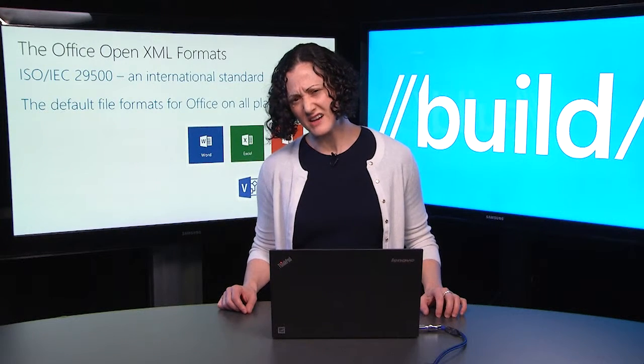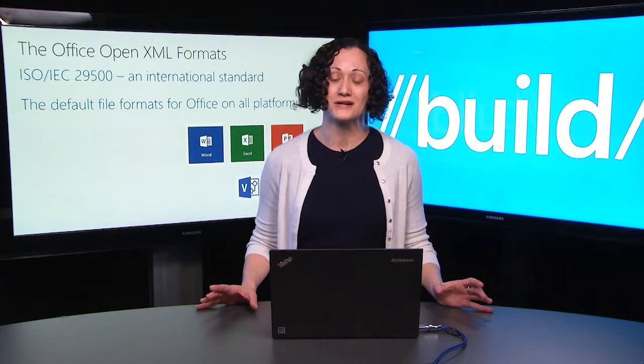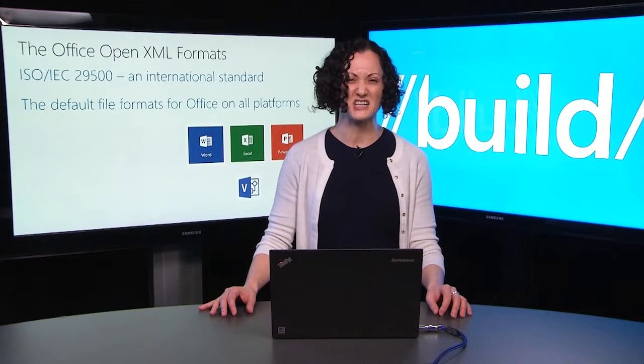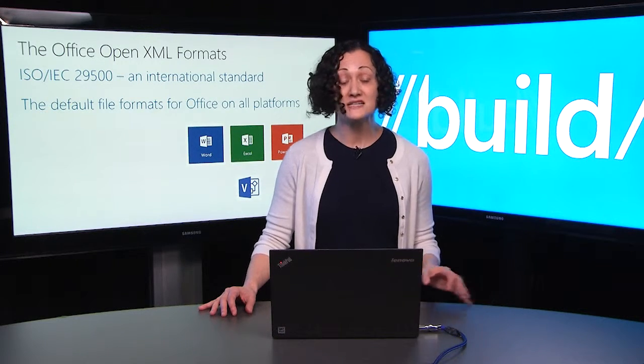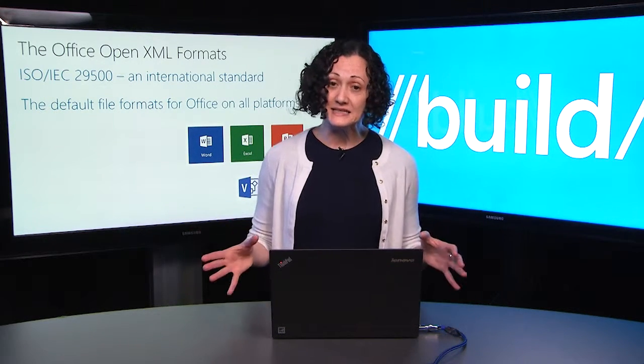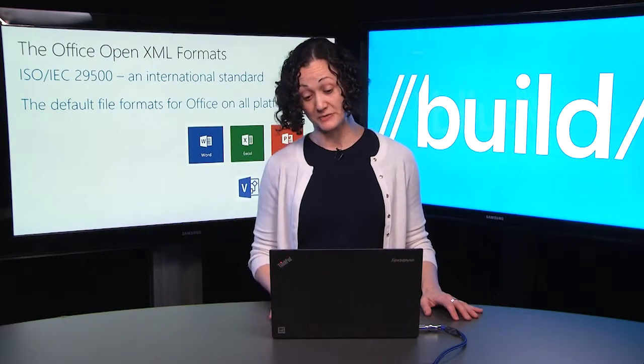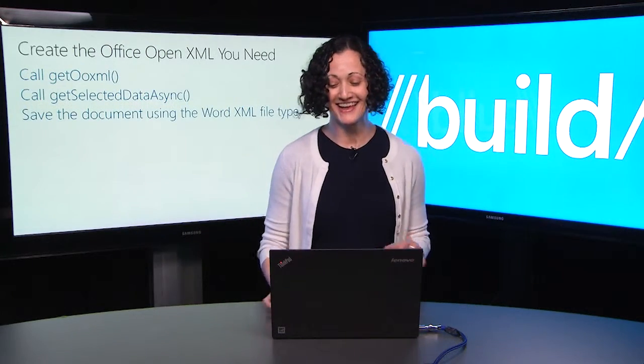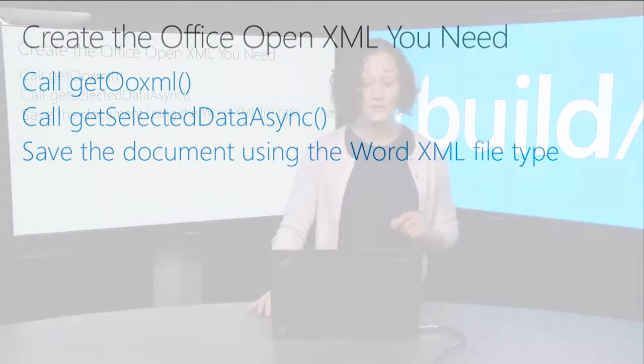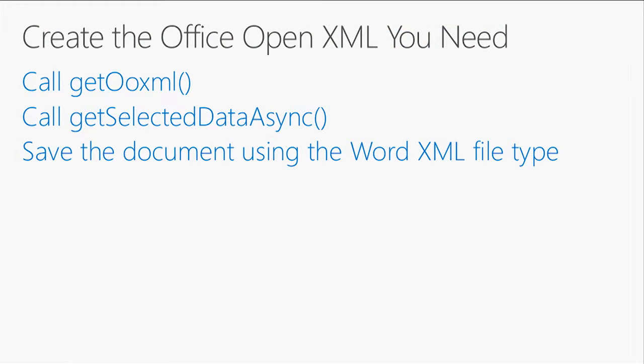But you also might not need a lot of that documentation because one of the greatest things about Office Open XML is that it's super intuitive. All the content formatting settings is easily accessible and largely customizable. So, how do you get the markup that you need? Well, there's a few ways to do it. You can call getXml, you can call getSelectedDataAsync, and you can save the document right from Word in the Word XML format.